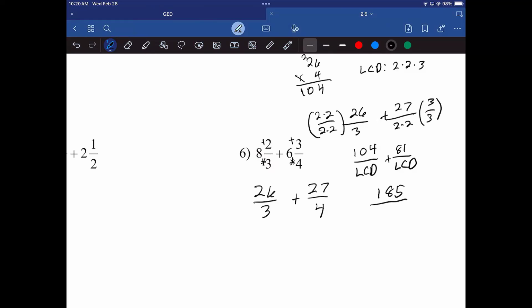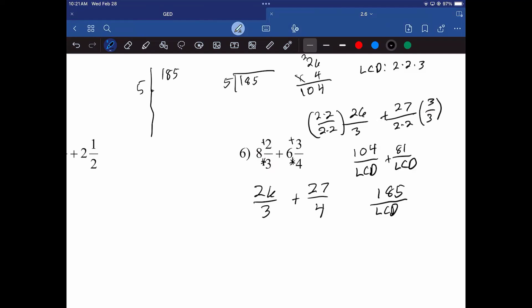185 over our LCD because we're going to combine those numerators. And now we're going to say, okay, 185. Well, let's factor that bad boy down. Let's try that again. There we go. 185 is divisible by 5. That would be what? 20, then 85 would be what? 16, so 36. Yeah, don't do that in our head. It'll cause pain.